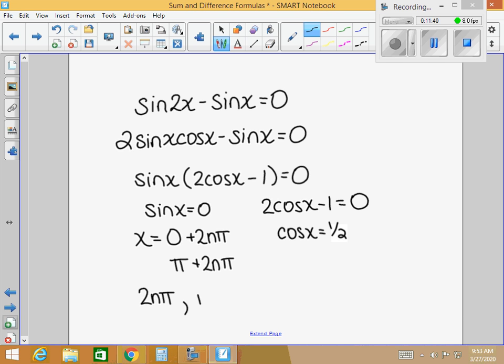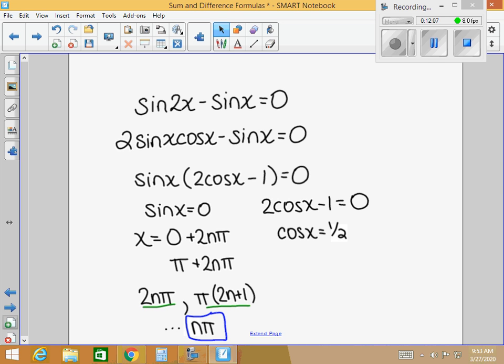But do notice on the bottom, I can factor out the pi. And so on the left, that's going to give me all even multiples of pi. And on the right, that's going to give me all odd multiples of pi. So really the most concise way I can write this is to say I just need an integer times pi. 1, 2, 3, 4, 5 pi will all work because I have the evens from here and I have the odd ones from there. And so that is all integer multiples of pi.